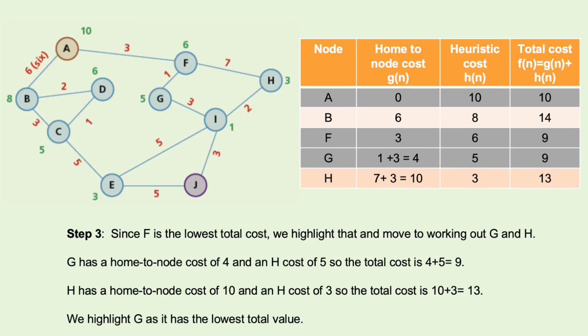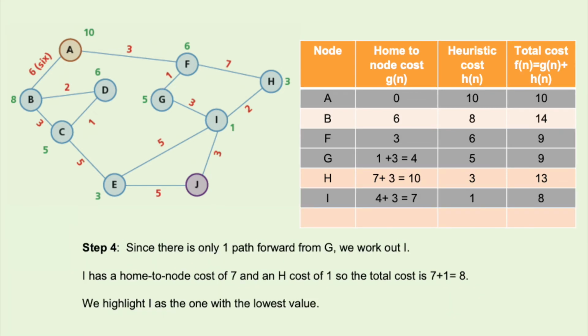And similarly, we can now work out H. The home to node cost for H is 7 plus 3, which is 10, and that's the distance from A. And the heuristic cost is 3, so 10 plus 3 is 13. We now highlight G as it has the lowest total value between G and H. From G, it's pretty straightforward. The next node is I.